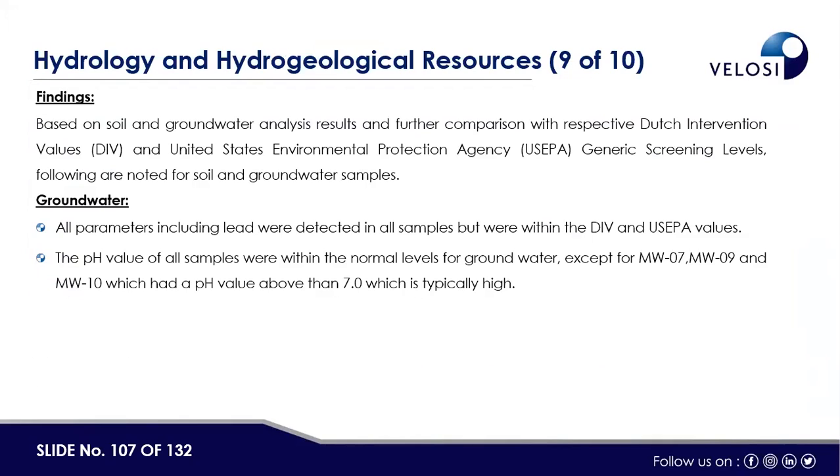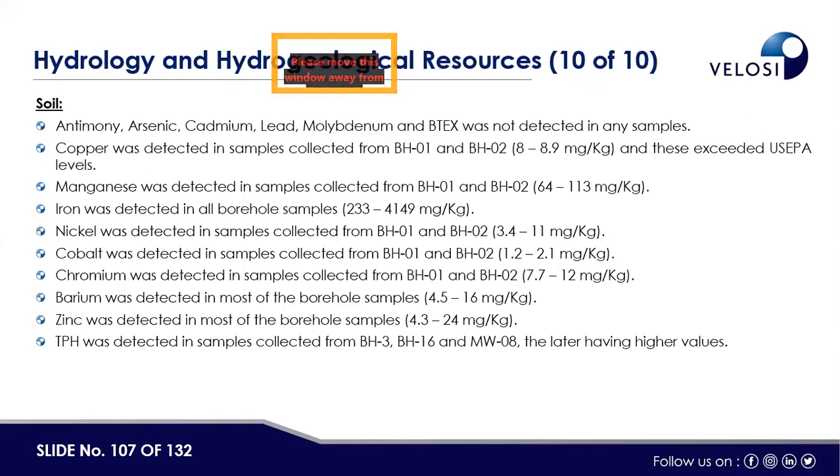Based on the soil and groundwater results and further comparison with the respective Dutch intervention values and US EPA standards, all the parameters with respect to the groundwater, including lead, were detected in all samples but were within the DIV, Dutch intervention values, and US EPA. The pH values of all samples were within the normal level for groundwater, except at three locations where the pH values were high, which are monitoring wells number 7, 9, and 10. And with respect to the soil, antimony, arsenic, cadmium, lead, molybdenum, and BTEX were not detected in any sample.